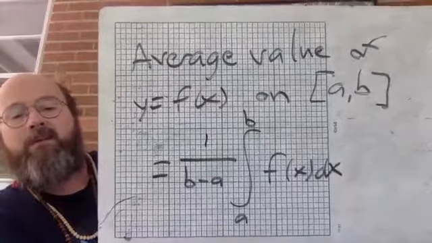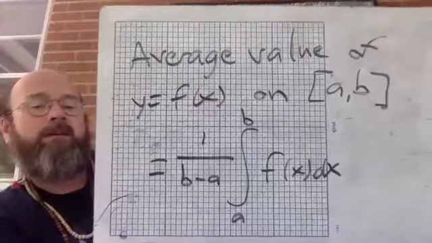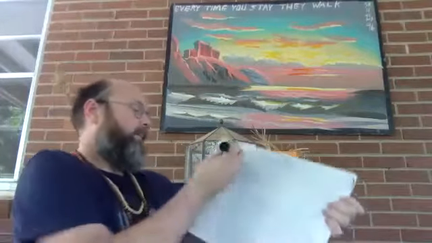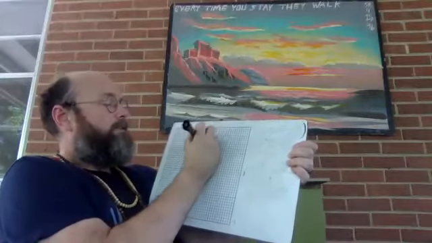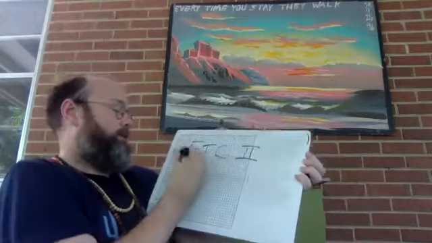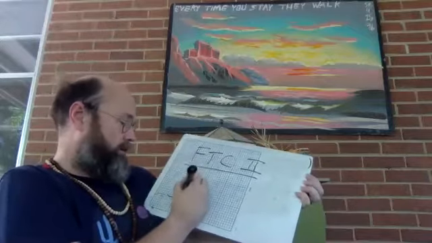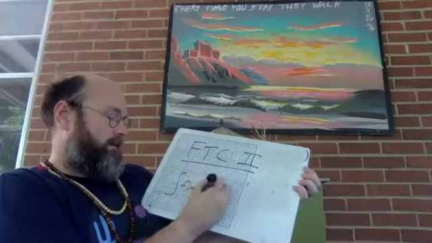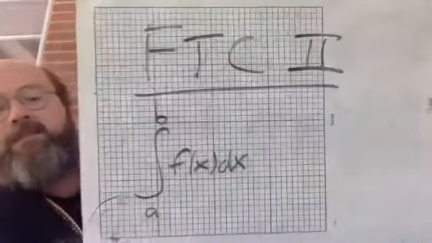That's the average value. And how you're going to compute the integral part of this comes from the fundamental theorem of calculus part 2. And it is as follows. Remember, part 1 says that derivatives and integrals cancel, so to speak. Part 2 is about computing areas. The fundamental theorem of calculus part 2 says that the area under the curve from A to B, which is what that symbol means, the definite integral.